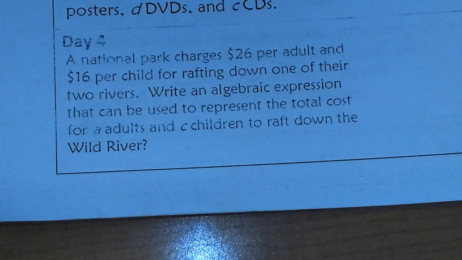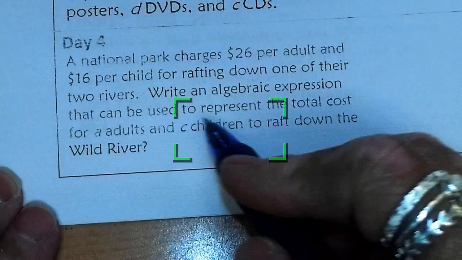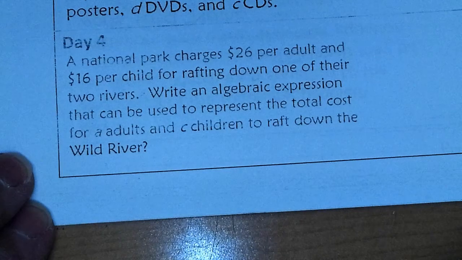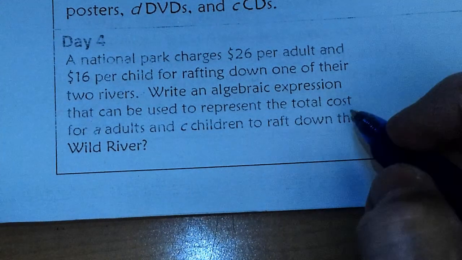The national park charges $26 per adult and $16 per child for rafting down one of their two rivers. Write an algebraic expression that can be used to represent the total cost for adults A and C for children. So what would we have?